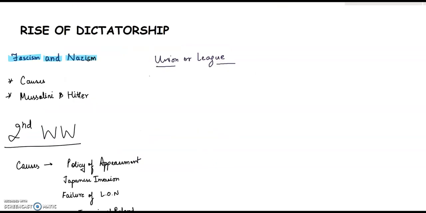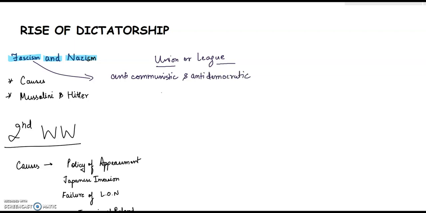We'll move on to rise of dictatorship, in which we will study the terms fascism and Nazism. These two terms must be learned and the definition of these two will be taught here. Fascism is all about vesting the state power in a particular man, a particular person. And in this case, it becomes anti-communistic and anti-democratic.